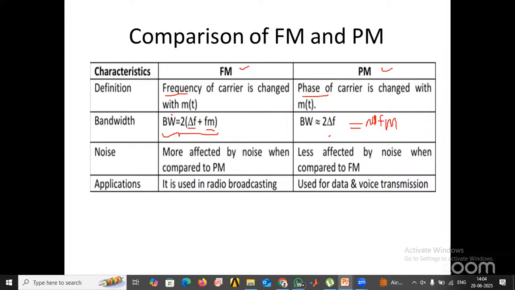And the frequency modulated signal is more immune to noise when compared to AM. But actually both are more immune to noise. If you compare both FM and PM, FM is more immune to noise when compared to phase modulation. And the main application of FM is that it is used in the radio broadcasting system. In case of PM, it is used in data and voice transmission.